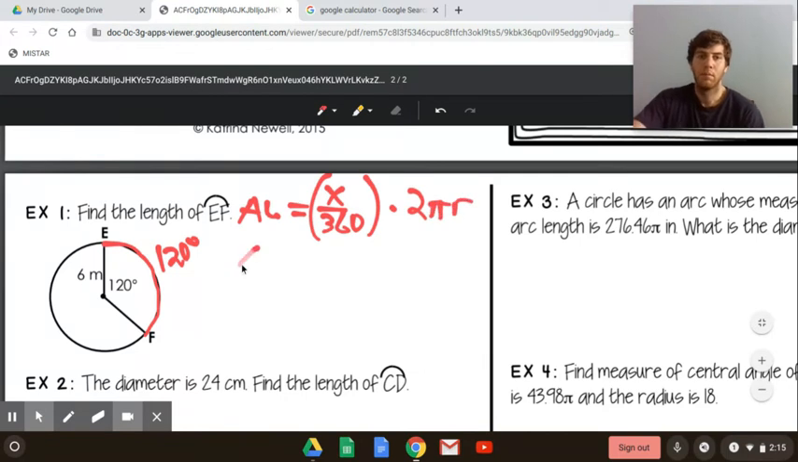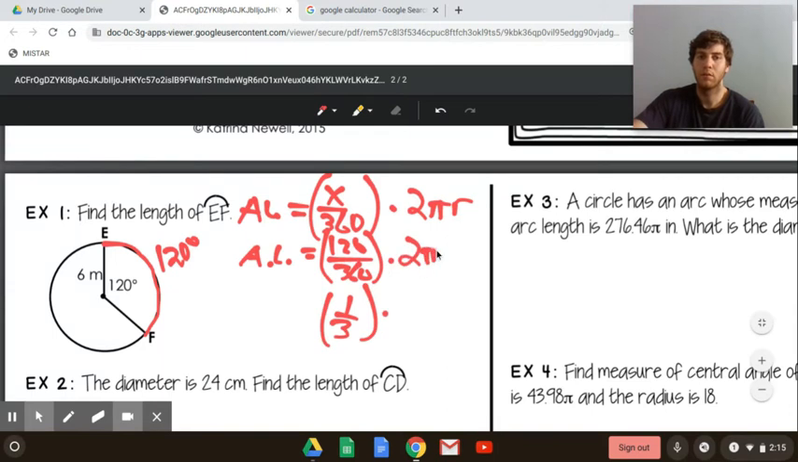So we have 120 out of 360. That's going to end up being 1/3 of the circle. The length of the arc is 1/3 of the circle. 120 divided by 360 is 1/3. And then 2 pi r is 2 pi, and your radius is 6. So our circumference is 12 pi, since 2 times 6 is 12.